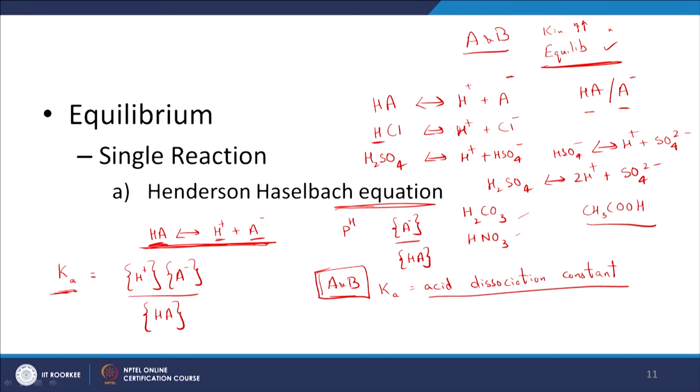So, here we have Ka equal to the activity of H plus times the activity of A minus divided by the activity of HA. I am trying to get a relationship between pH and the ratio of these variables here. Obviously, as we know, pH is equal to the negative logarithm of the activity of H plus.